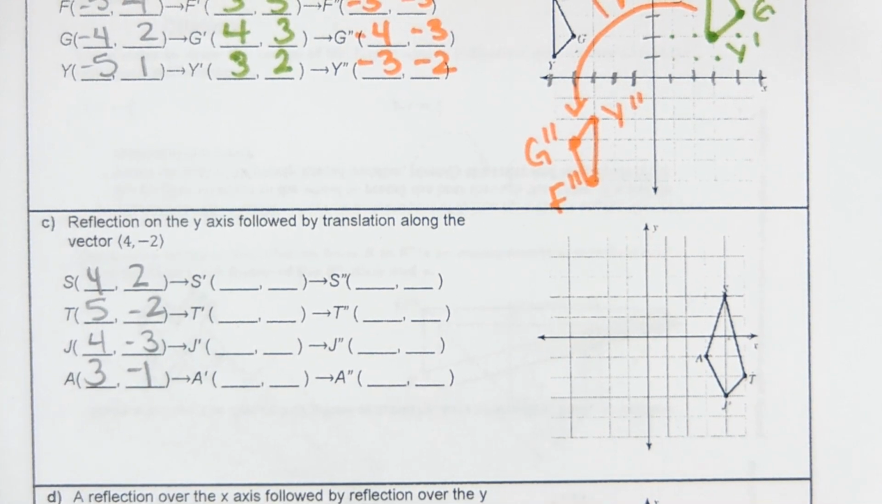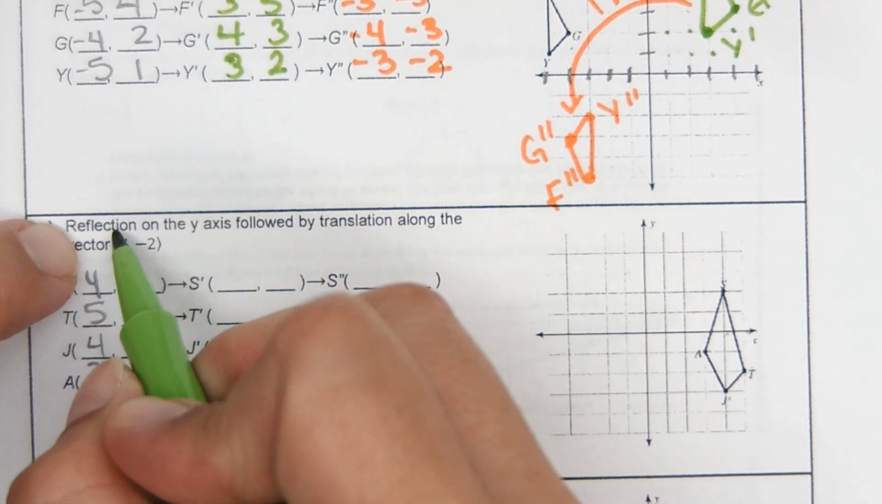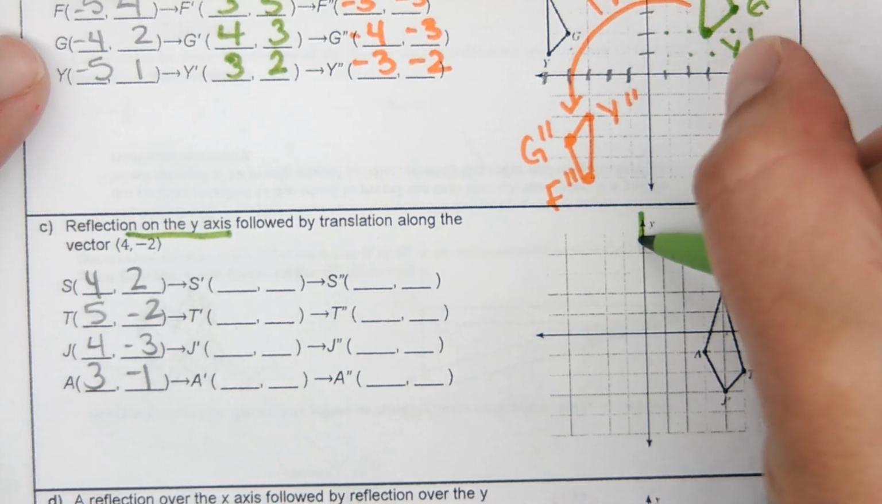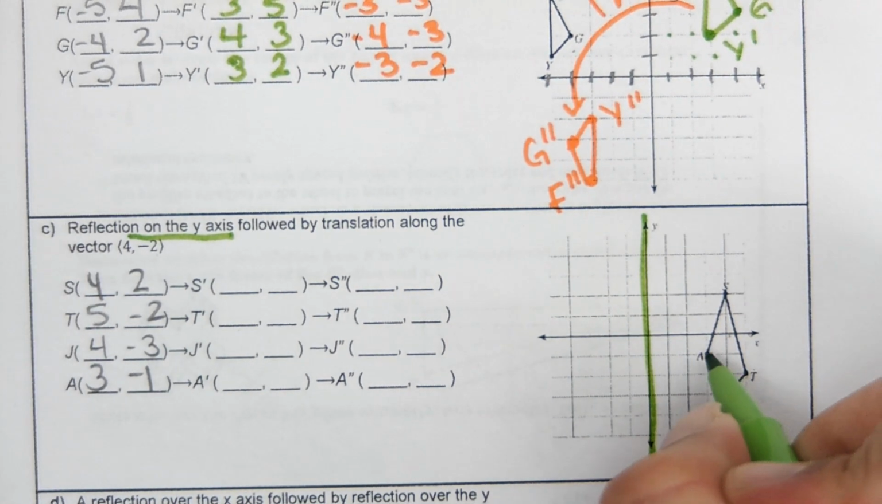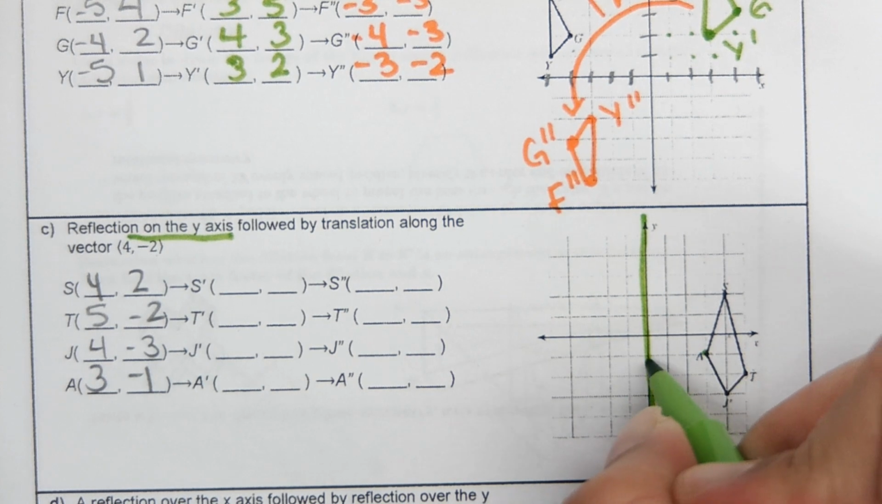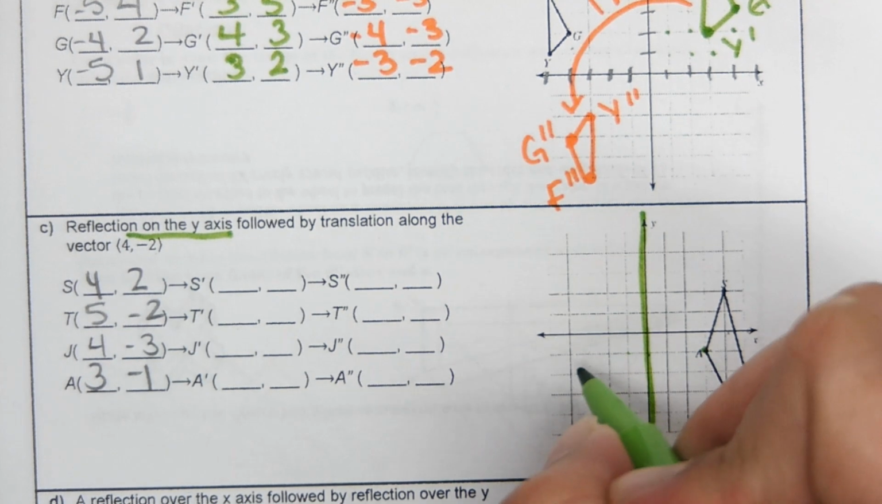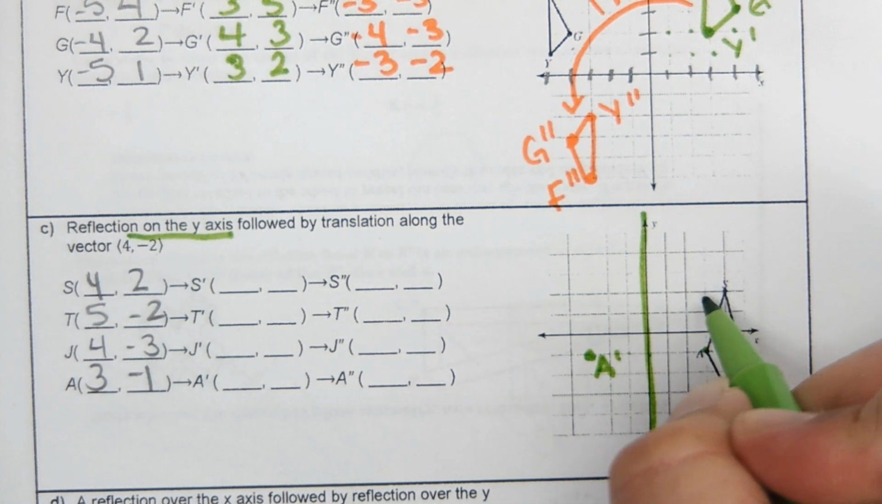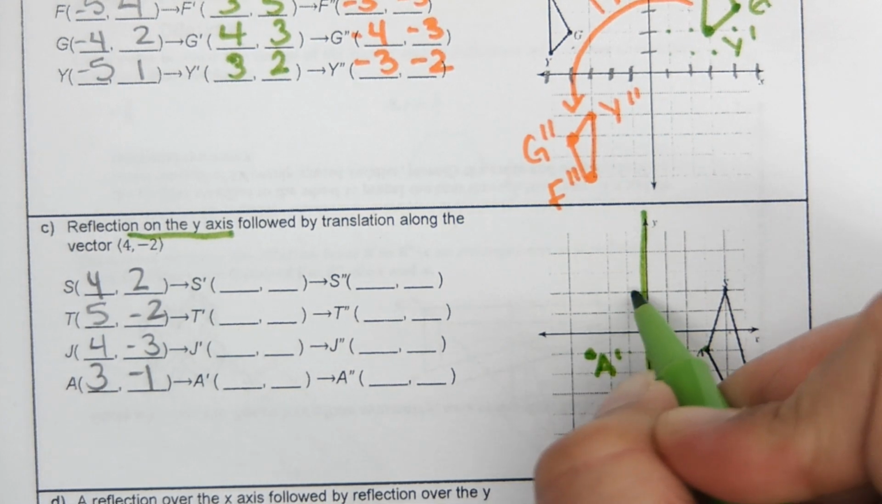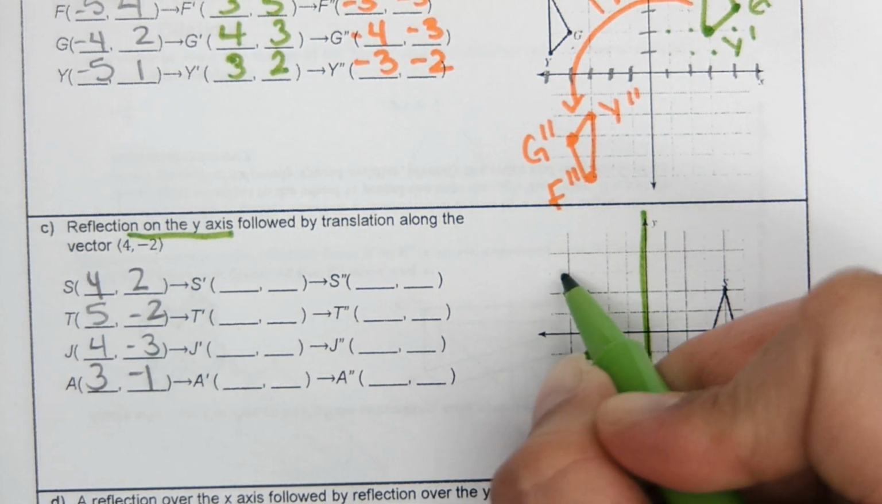Okay, so first things first, reflect it over the y-axis. So identify the y-axis, it's right here, and we'll reflect each point over that axis. So point A, for example, is 3 units away, so I'll put it 3 units away on the other side and label it A prime. S is 4 units away from the y-axis, so just put it 4 units away on the other side, S prime.